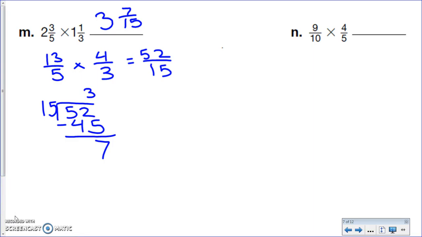For n, the fractions are already in fraction form. We don't have to do anything with them. So we can just multiply across. 9 times 4 is 36. 10 times 5 is 50.